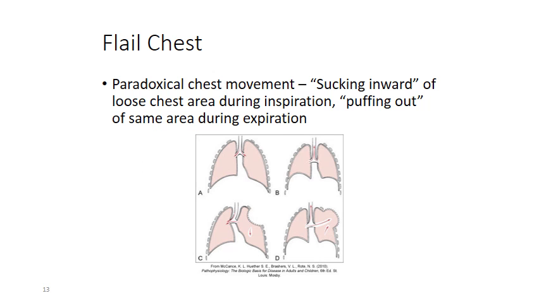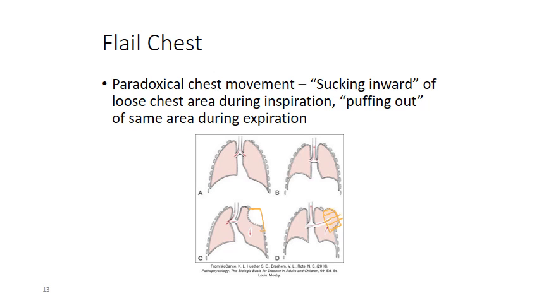Flail chest is where you have 2 or more ribs broken in 2 or more places, and your book does a good job of saying neighboring ribs. So basically you have a segment of chest wall. So you see here you have a segment of chest wall where the ribs are broken out almost like a raft.